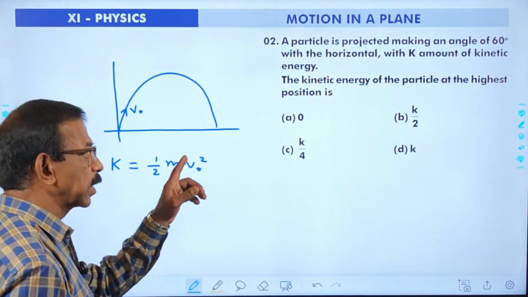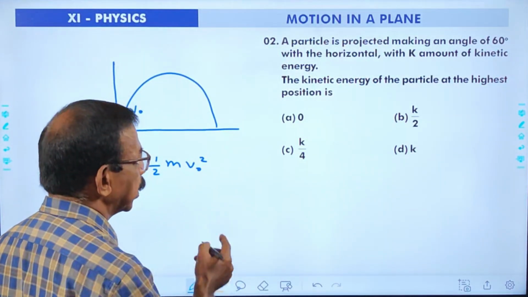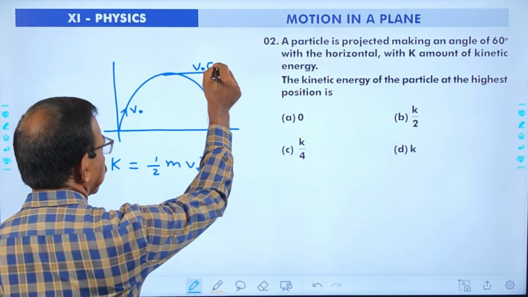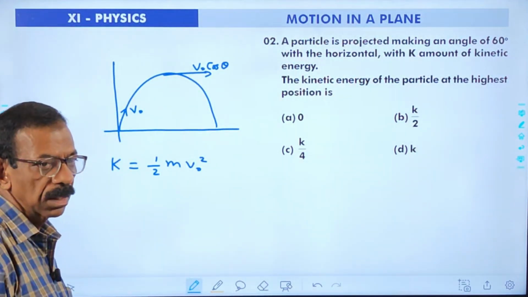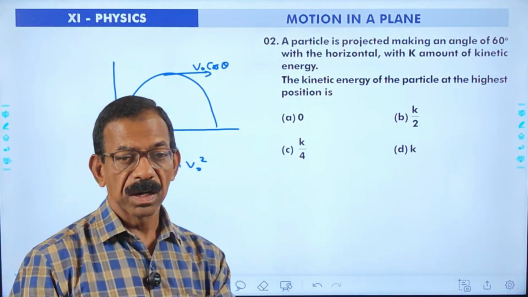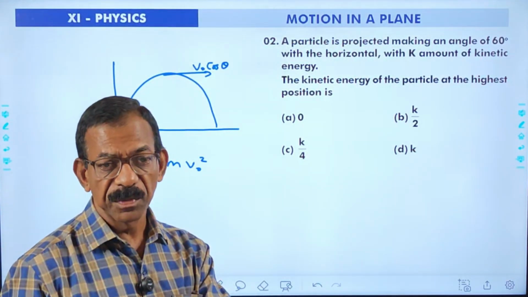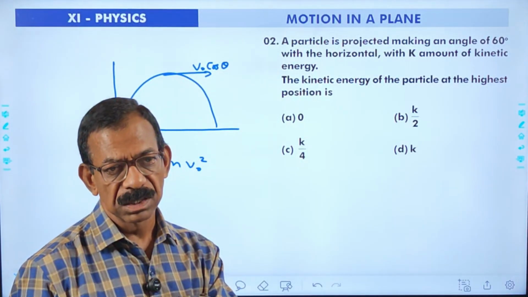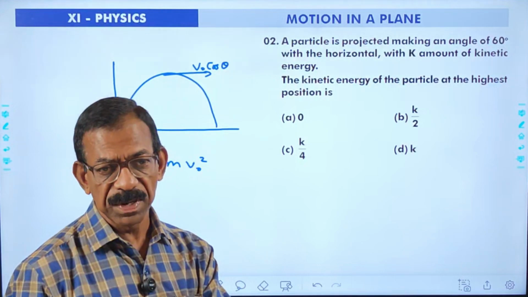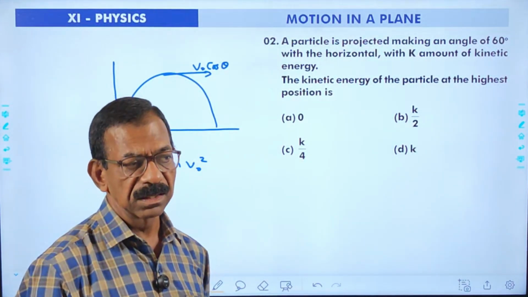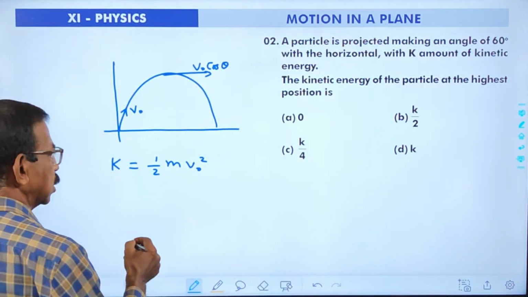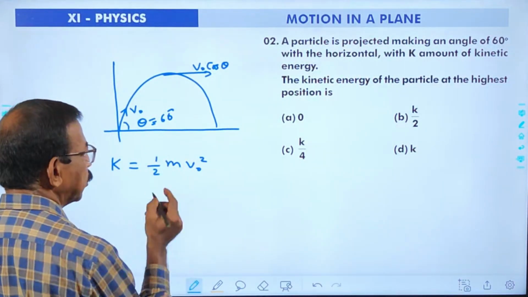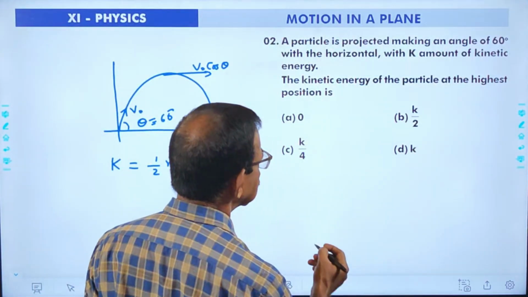We have to calculate the kinetic energy at the highest point. At the highest position, the velocity will be like this. It is V0 cos theta. You know that for a projectile, the horizontal velocity remains constant. That is, horizontal motion is with a uniform velocity, while the vertical motion is with the uniform acceleration. Hence, the vertical velocity may change. Here we want only the horizontal velocity. The angle of projection is theta equals 60 degree. This is given in the question.